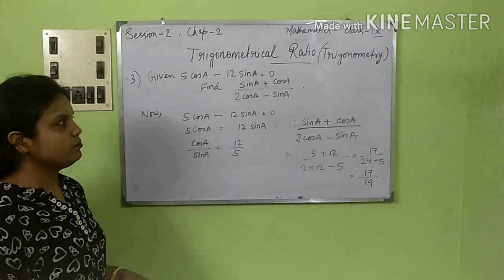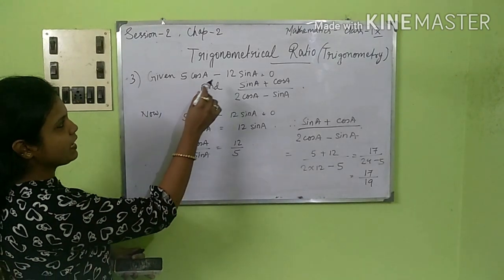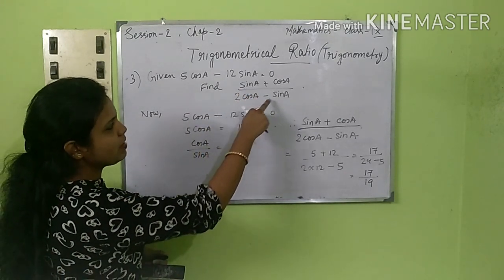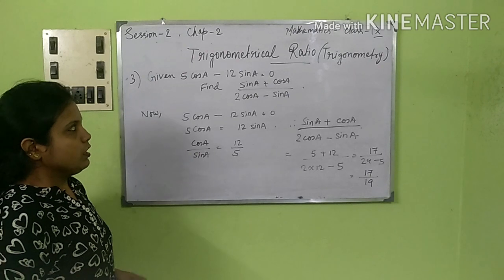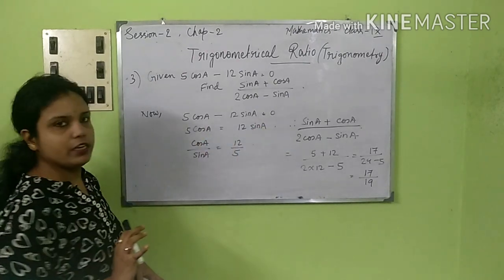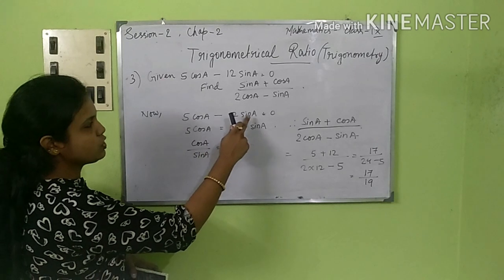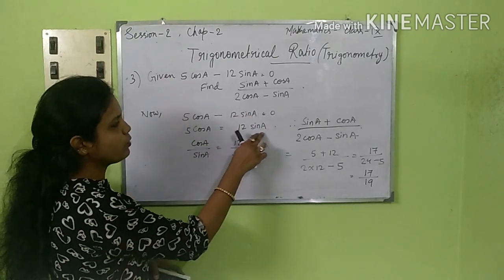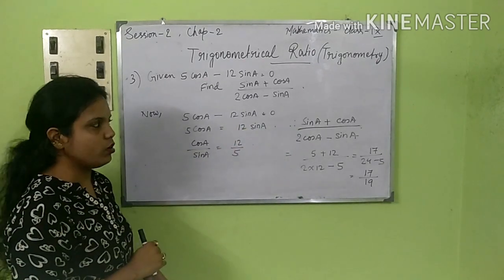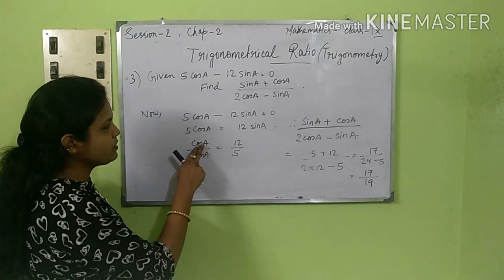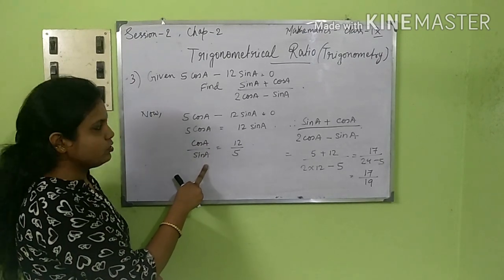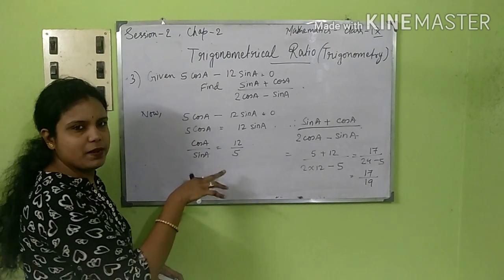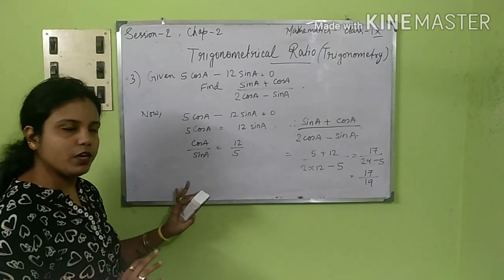Next sum, I've come with given, see, 5 cos A minus 12 sine A equal to 0. Find the value of sine A plus cos A by 2 cos A minus sine A. Now you can simply write down this particular equation that is given to you. 5 cos A minus 12 sine A is equal to 0. Now just write on the other side, 5 cos A equal to 12 sine A. Bring this 12 sine A on the other side of the 0. Now cos A by sine A, okay, equal to 12 by 5, right? Just by cross multiplying and rearranging, okay.